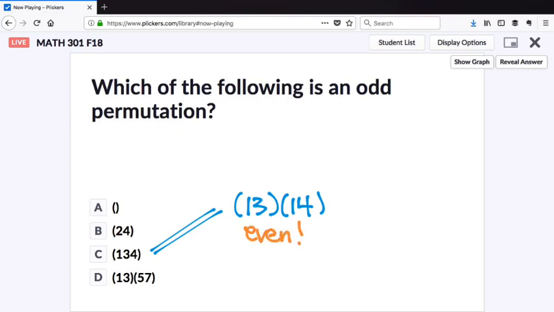Right, so of this list, the only odd permutation is that single transposition, (2 4). Yeah.